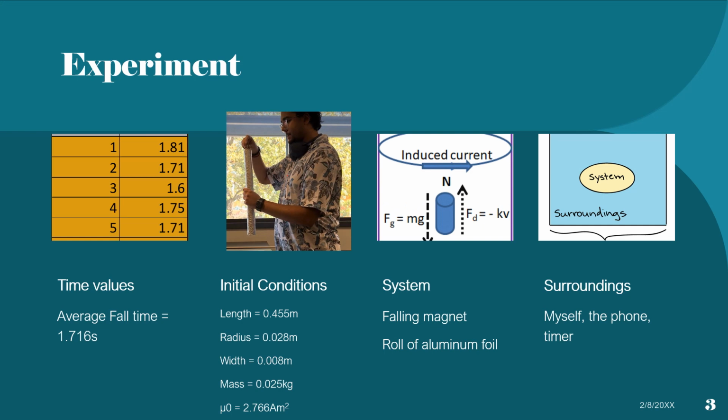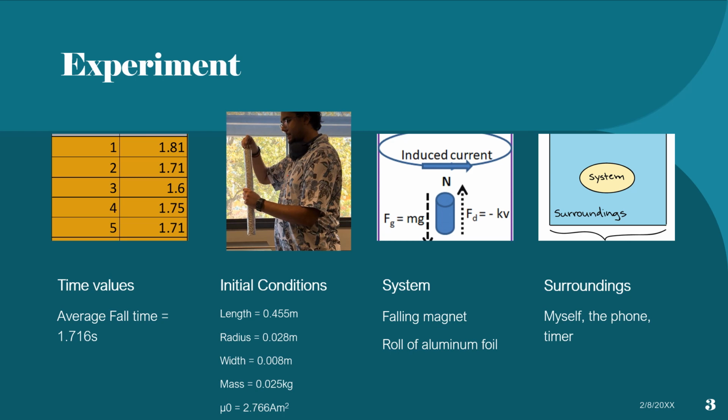Now, the experiment itself essentially involves me taking this bar magnet and dropping it down 5 times. We have some initial conditions, which I have listed out here. That mu naught value is recalculated from lab 3. If you saw that video, then I screwed up at some point along the line with that calculation, so I basically just recalculated it. We see the system is going to be the falling magnet and a roll of aluminum foil, and the surroundings will be myself, the phone, and the timer.